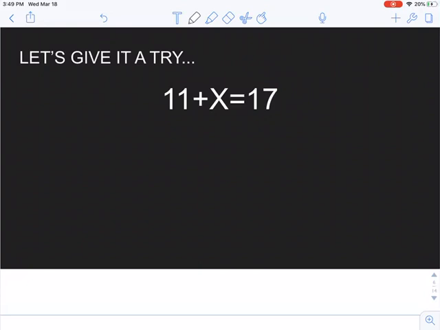Here's another example. You can always pause the video, try them first, and then see if you're doing the same thing. So 11 is being added to x. Now this is positive 11. So the opposite operation to addition is, in fact, subtraction. So if we subtract 11, we're going to be left with x is equal to 6.